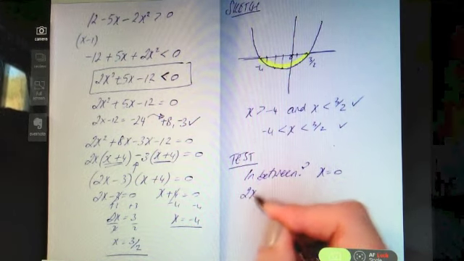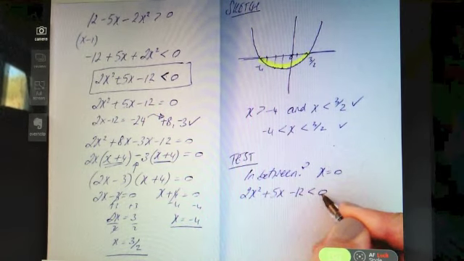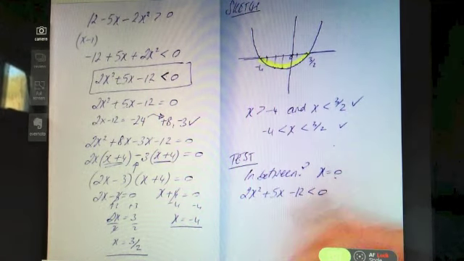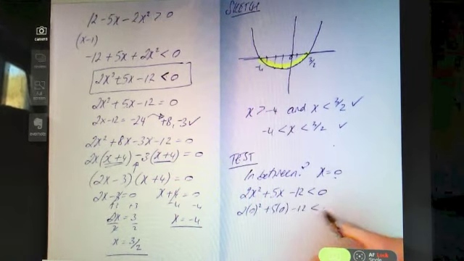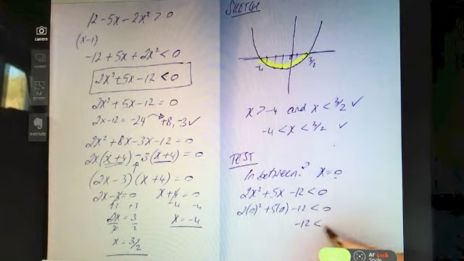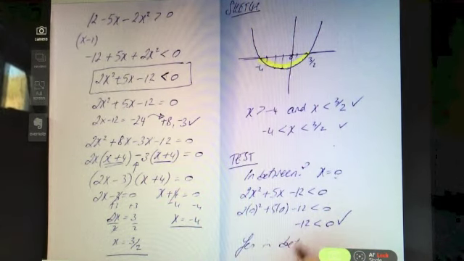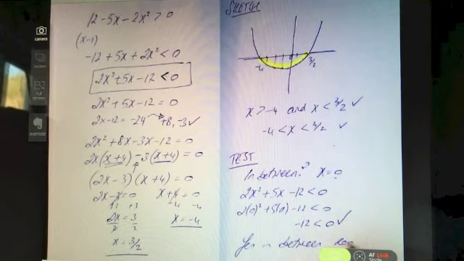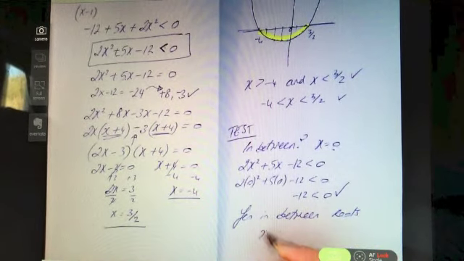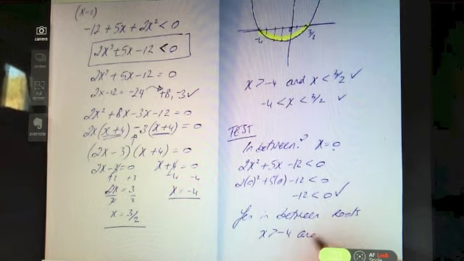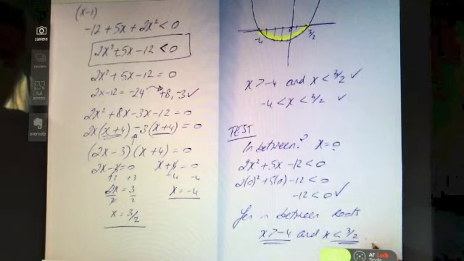So going back to 2x squared plus 5x minus 12 less than 0, we are testing the value x equals 0. So 2 times 0 squared plus 5 times 0 minus 12. That would give minus 12 is less than 0, which is true. So yes, it is in between the roots. And so writing down what that actually is, of course, that is greater than minus 4 and less than 3 over 2. That is in between the roots.